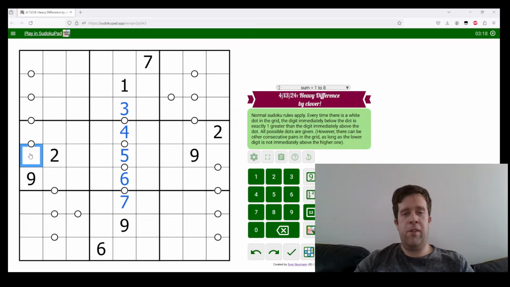So let's pencil mark this and see what we get. 5, 6, 7, 6. Cool. So the 5, 4, 3 takes it out of here. 5, 4, 3, 2, 1, which is pretty useful.